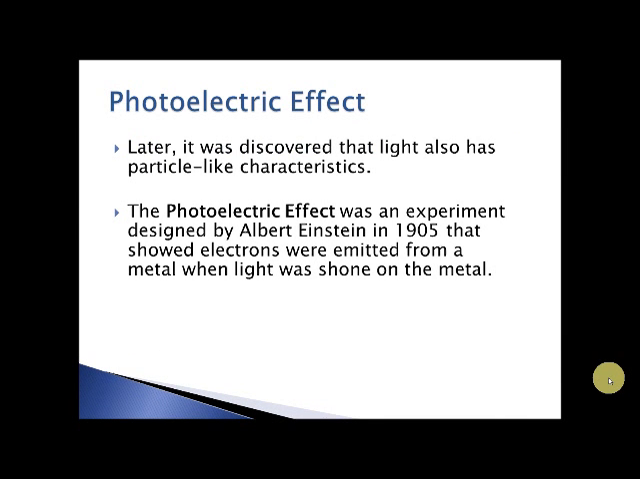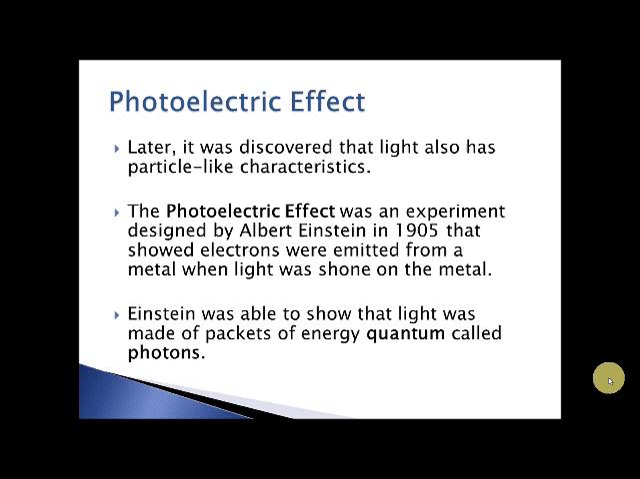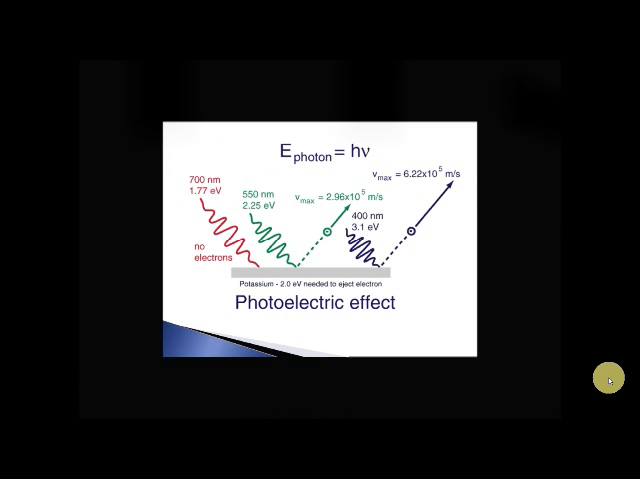The photoelectric effect was discovered by Albert Einstein, where he actually figured out that light also has particle-like characteristics. What he did was direct light towards a piece of metal, and he was able to see that electrons were emitted from the metal. So the electrons were shot off the metal. By doing this, Einstein was able to show that light was made of packets of energy, quanta, called photons. So these photons were like particles.